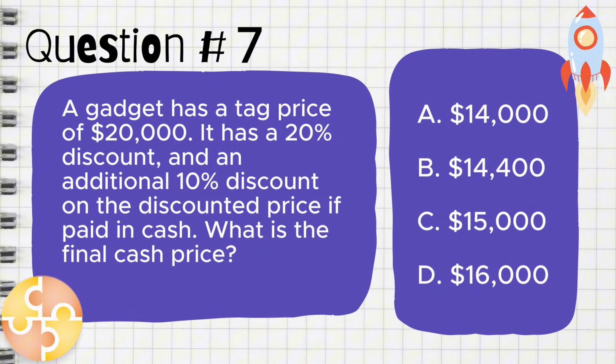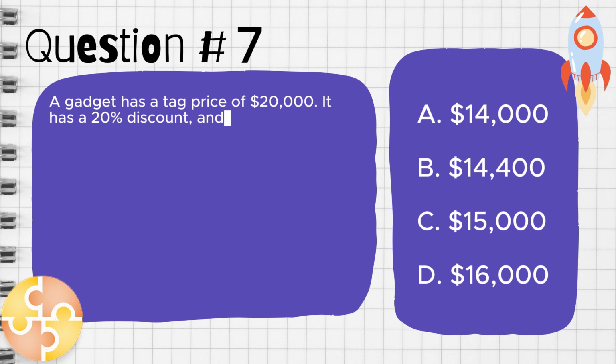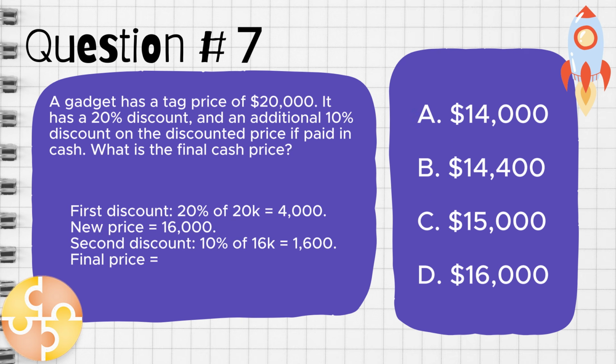Time's up. The correct option is B. $14,400. Here's why. First discount: 20% of 20,000 is 4,000. New price equals 16,000. Second discount: 10% of 16,000 is 1,600. Final price equals 16,000 minus 1,600, which is $14,400.